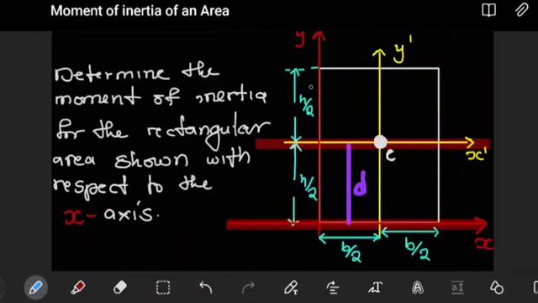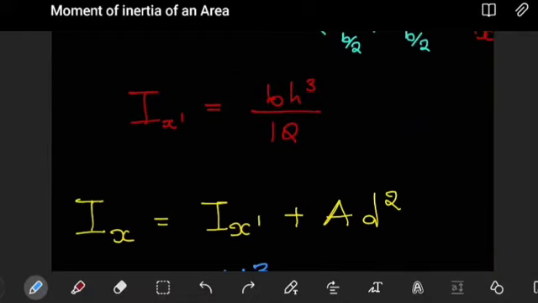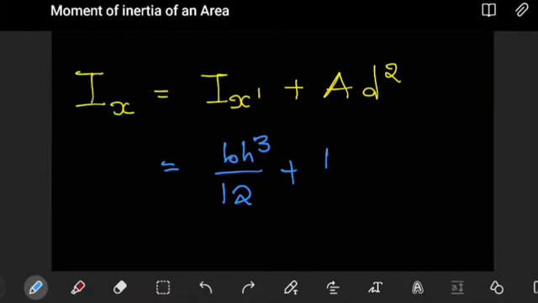Well, the height is h over 2 plus h over 2, so the full height here is just h. How about the full base? It's b over 2 plus b over 2, which is just b. So the area is going to be base times height.